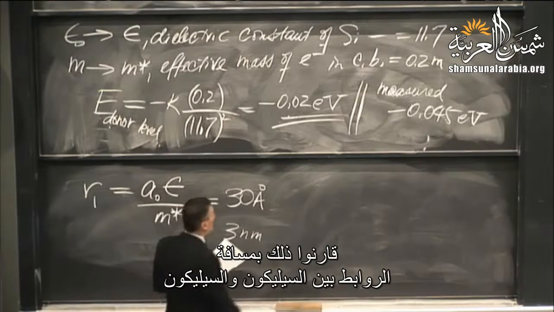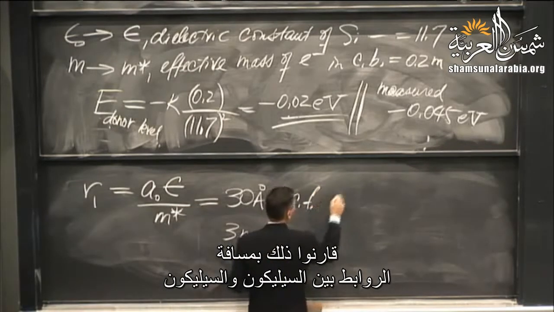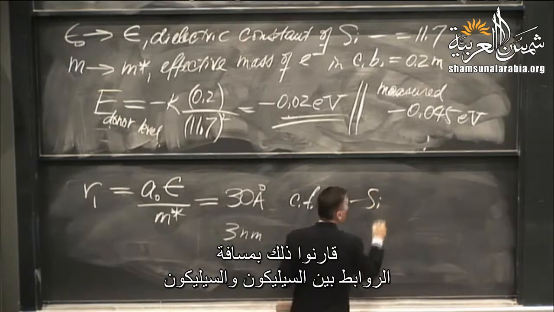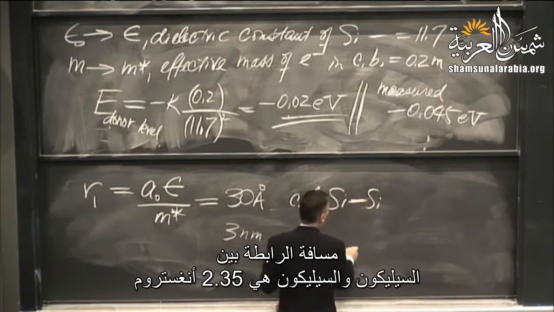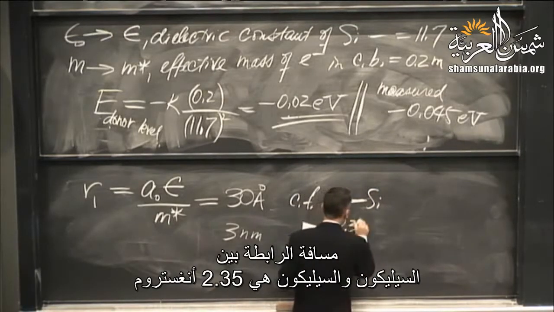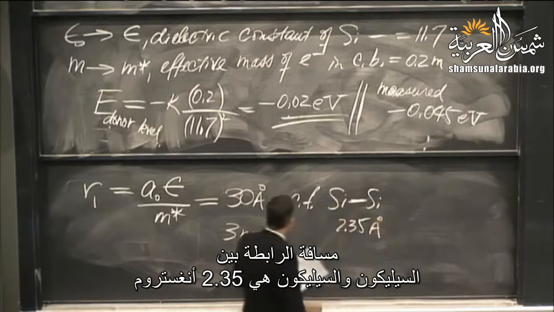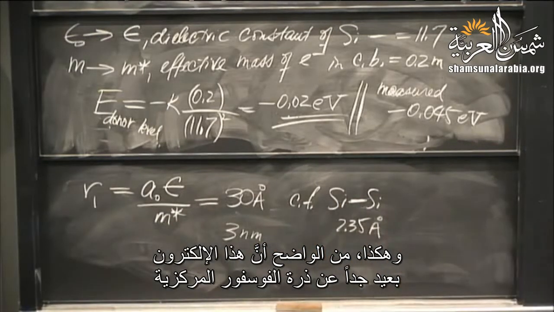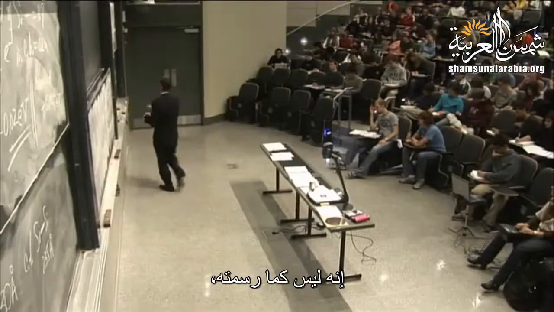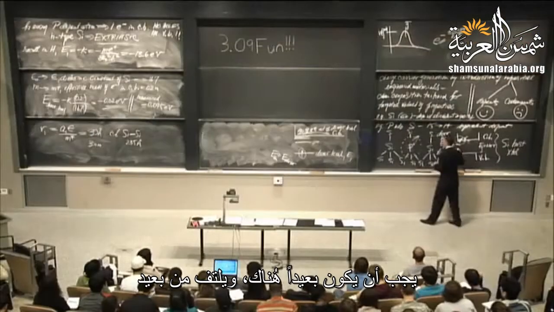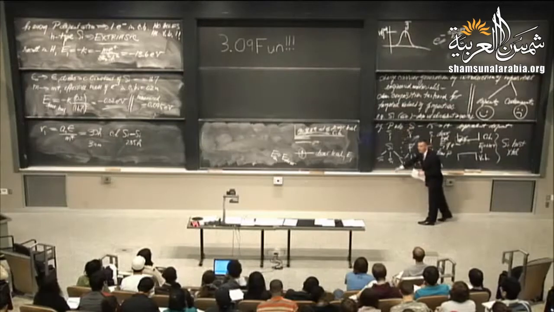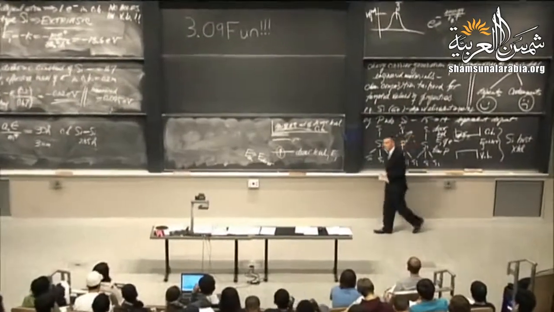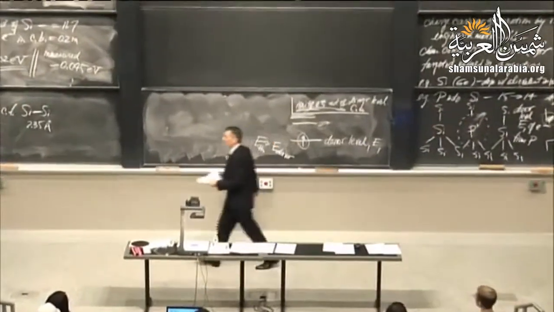All right, and compare that to the silicon-silicon bond distance. The silicon-silicon bond distance is 2.35 angstroms. So clearly, this electron is very far removed from the central phosphorus. It's not as I've depicted. It's got to be way over here, going way, way around. This is really something.